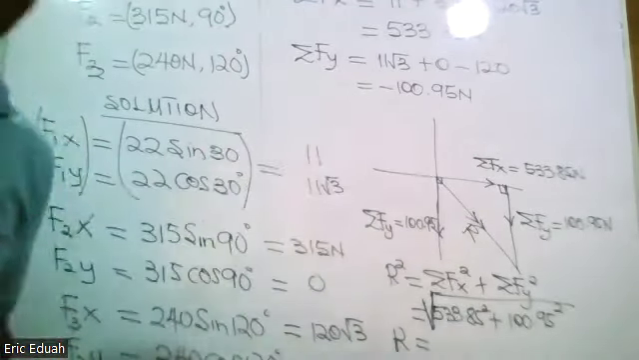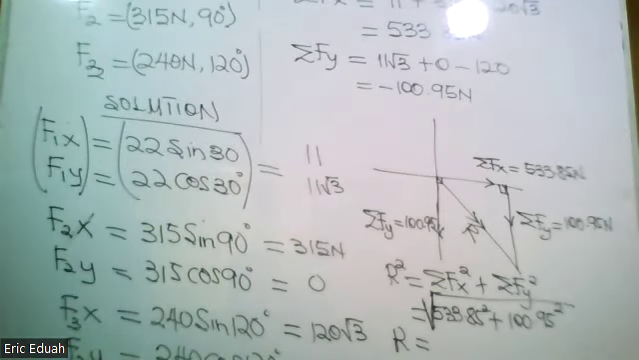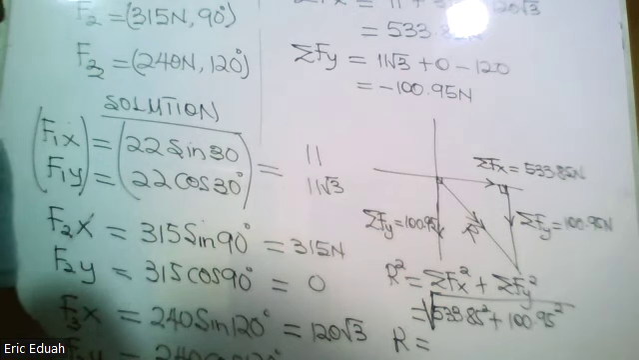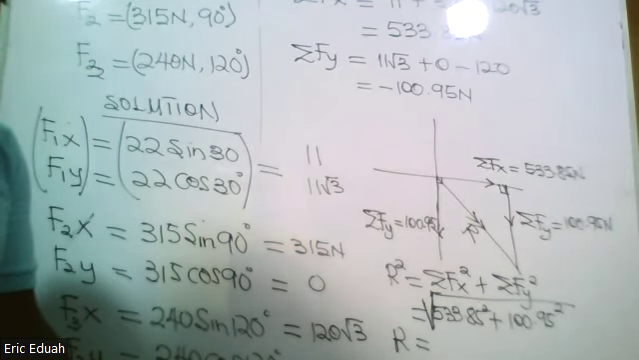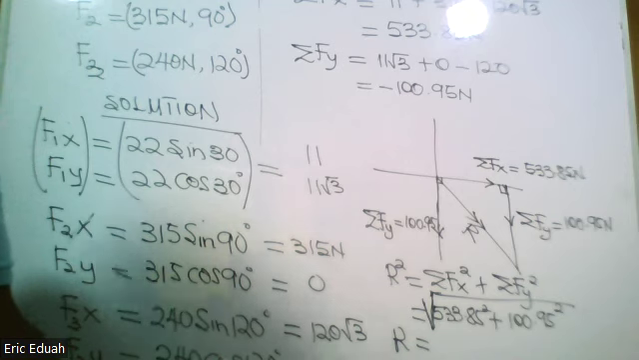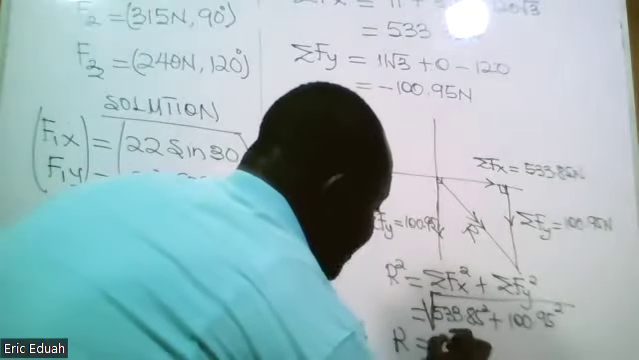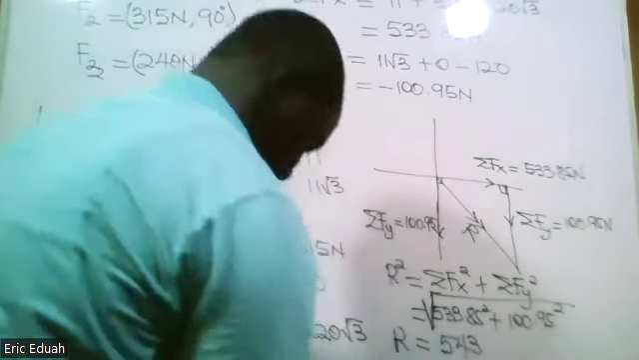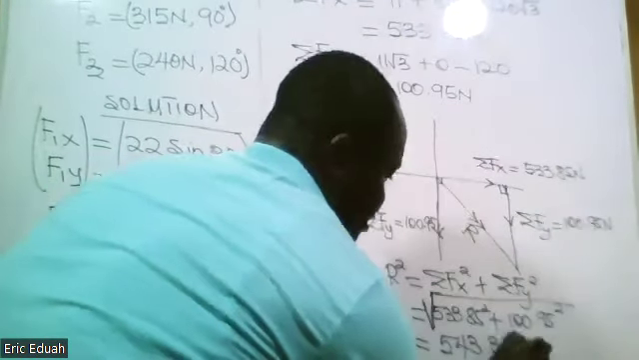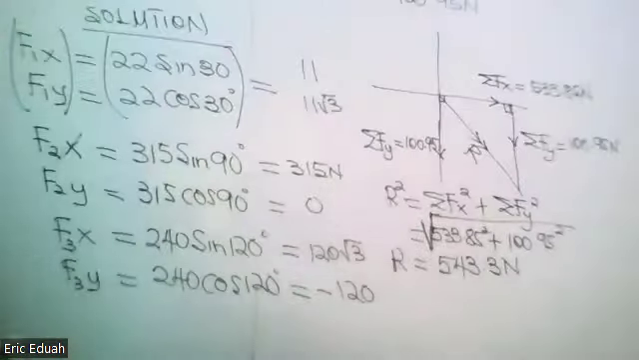You shouldn't get this part wrong because you'll be using the calculator to find your value of r. Okay. So there is no way you must get this part wrong. So the resultant is 543.3 Newton. That is the resultant.